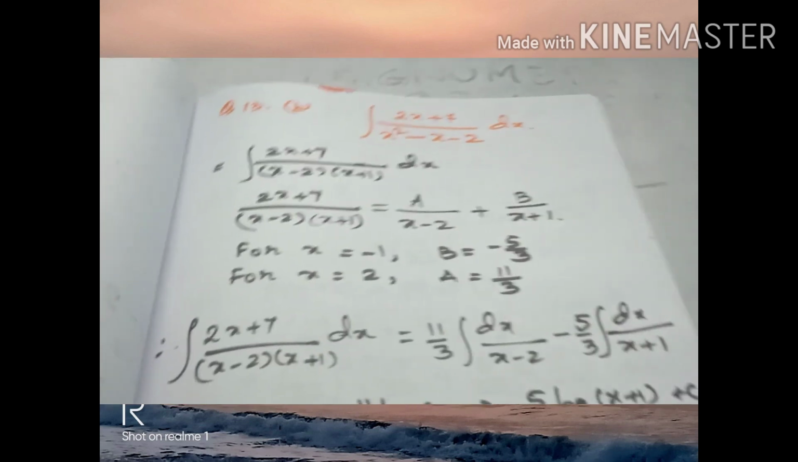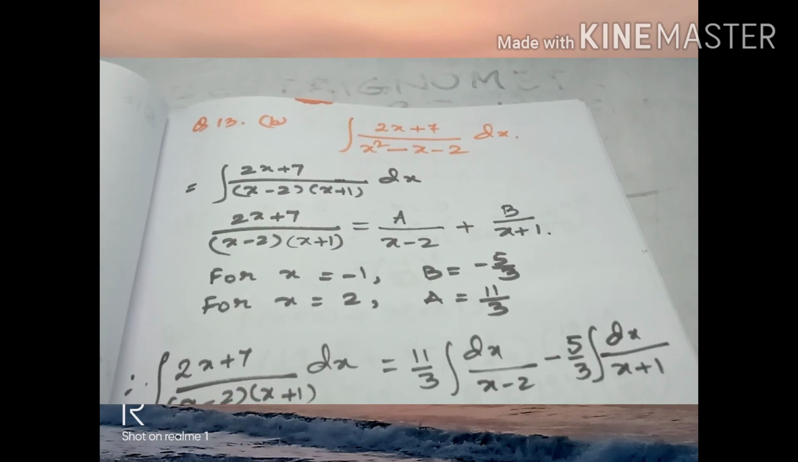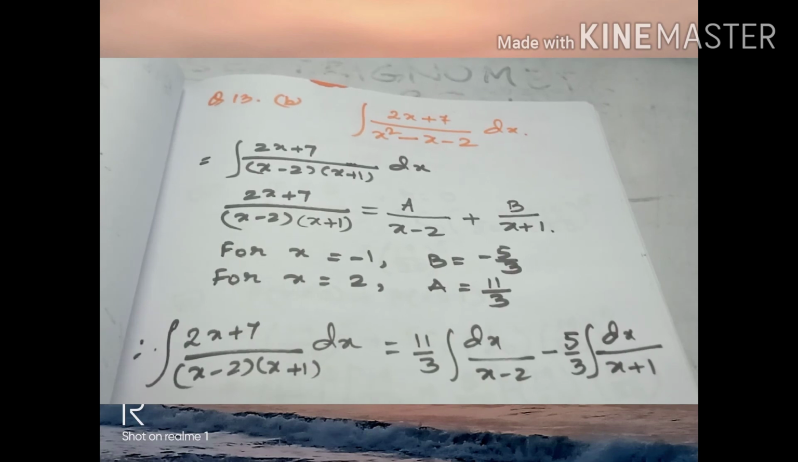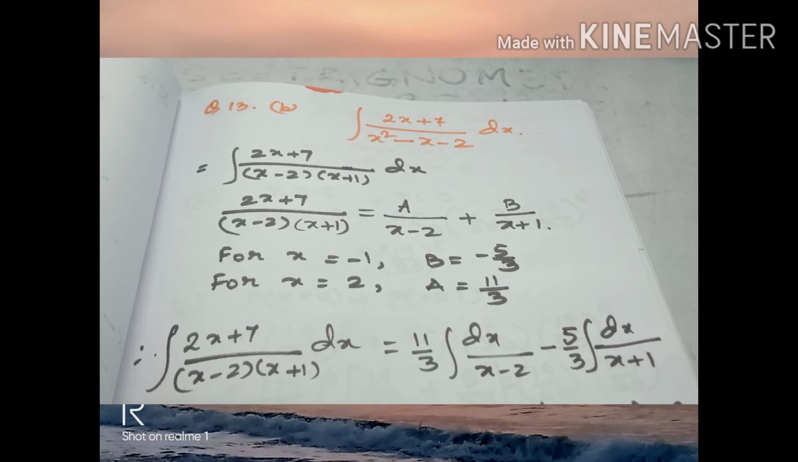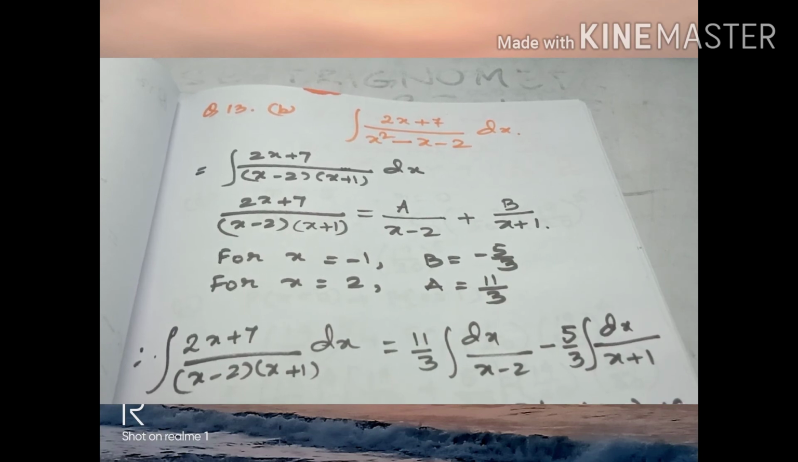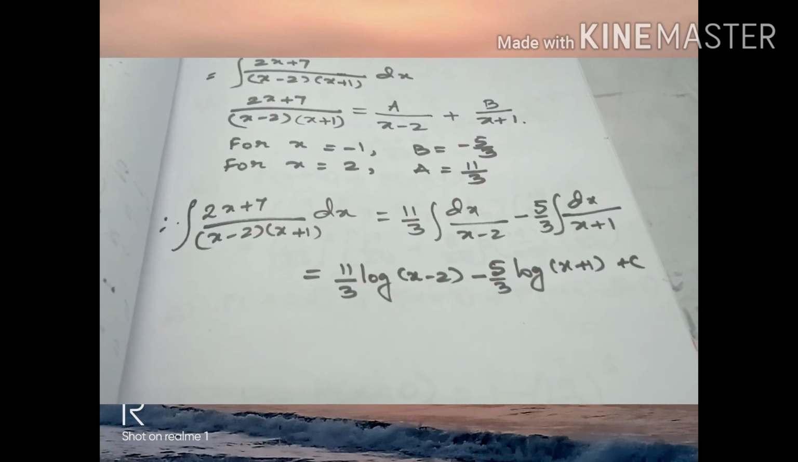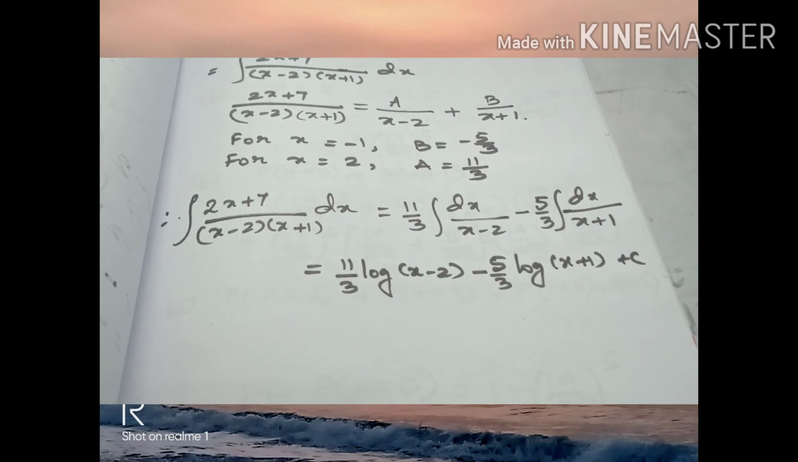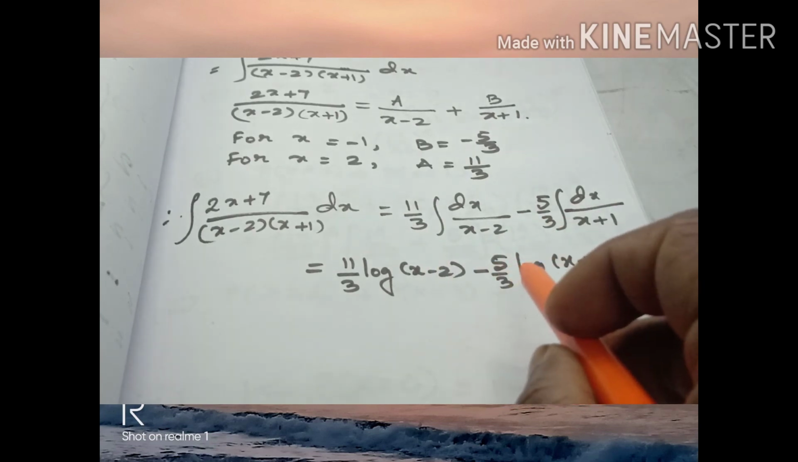13b, this is a partial fraction integration problem. x square minus x minus 2, on factorizing, x minus 2 and x plus 1. On factorizing and finding the values of A and B, we get A as 11 by 3 and B as minus 5 by 3. And this one on integration, we get 11 by 3 log of x minus 2 and minus 5 by 3 log x plus 1.